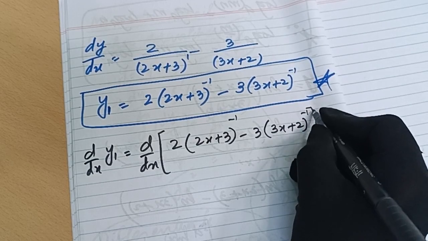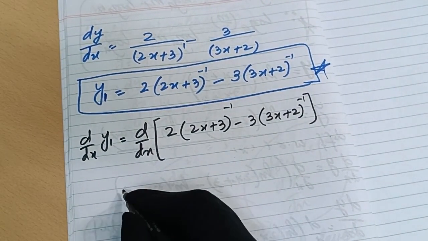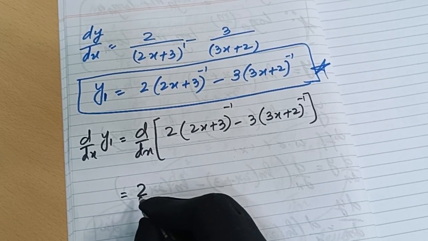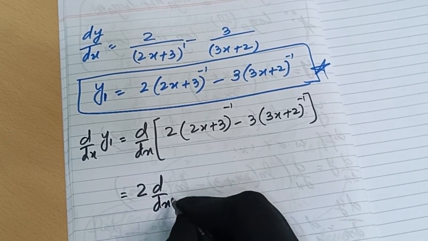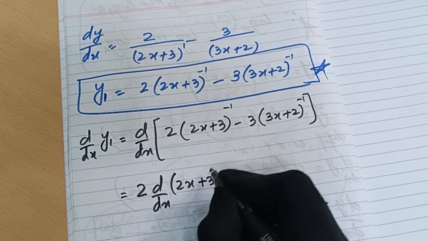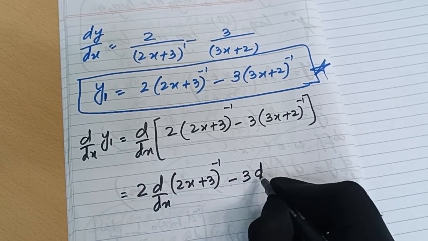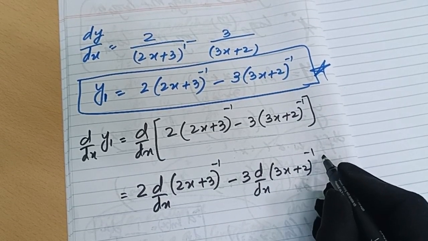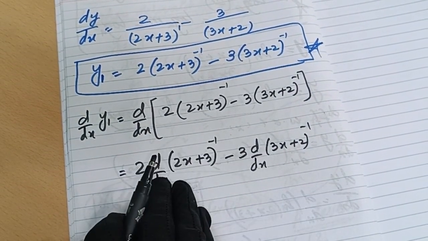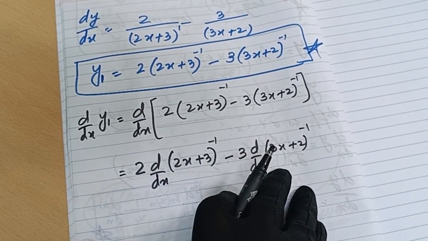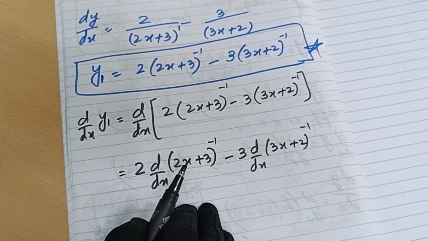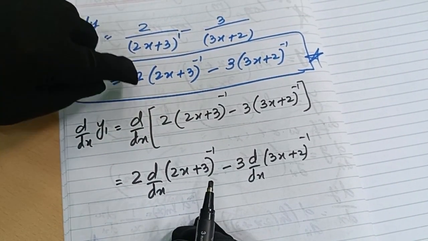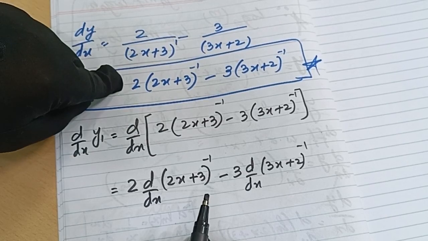Plus 2, fine. Okay. Then when I am writing the derivative of this, I will write the coefficients at the start and then the derivative of the function. Minus 3 times the derivative of (3x plus 2) to the minus 1. Okay, I write the derivative of the first term minus the derivative of the second term. The question is why I shifted them from here up. Okay, because the upper one is only a constant number.